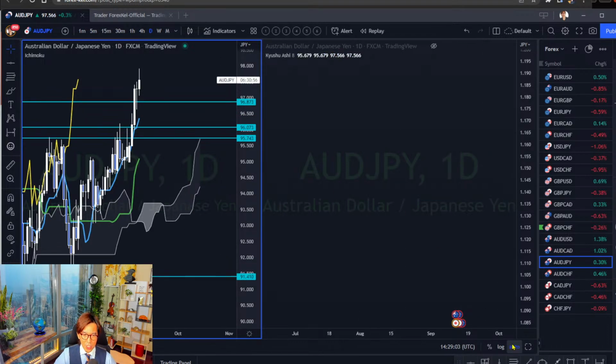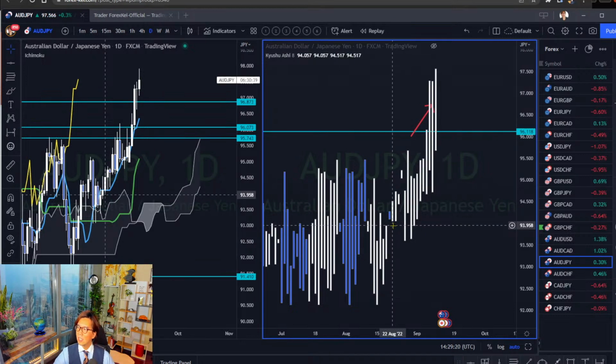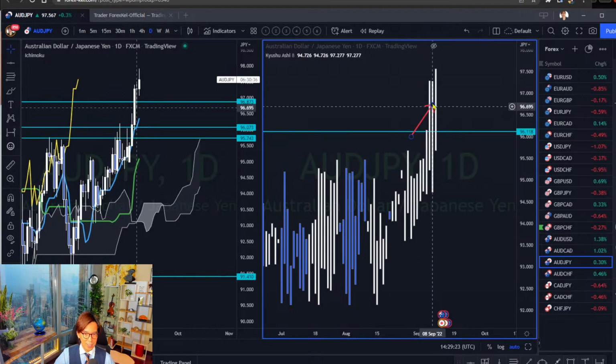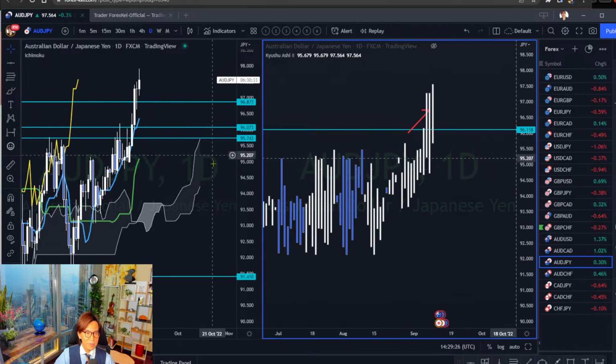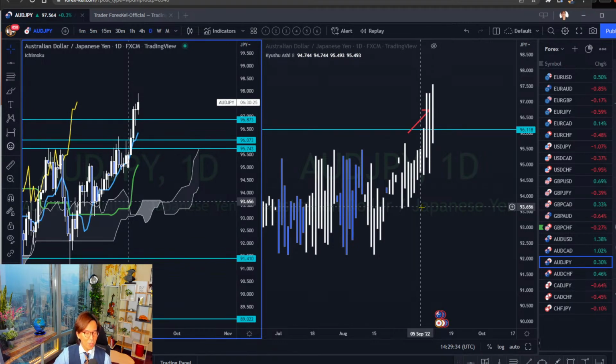And according to the Kyushu Ashi on the right side, you see Kyushu Ashi has been bullish ever since the 22nd of August. There was only one bearish Kyushu Ashi on the 19th of August, but after the 22nd of August, it has been bullish Kyushu Ashi. For this reason, I'm still buy biased. I'm continuously looking for the buying edge on this AUD JPY. Today, I was monitoring this and looking for the trading edge, but I couldn't find one, so no trade for myself. But next week, I will continue to look for the buying edge.